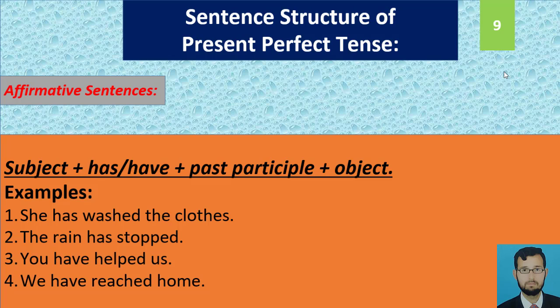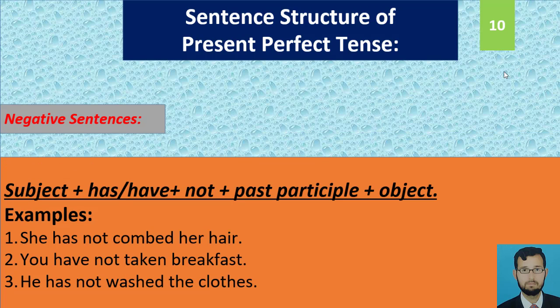Here are some examples for further clarification. She has washed the clothes. In this sentence, she is the subject, has is the auxiliary verb, washed is the past participle and clothes is the object. The remaining examples follow the same structure, as we can see in sentence numbers 2, 3 and 4.